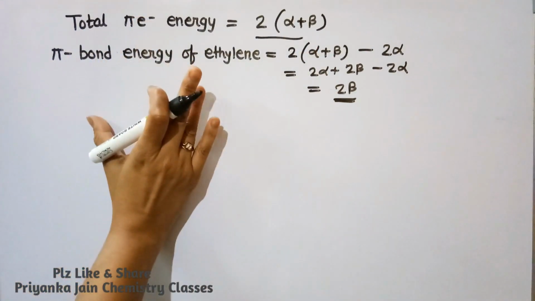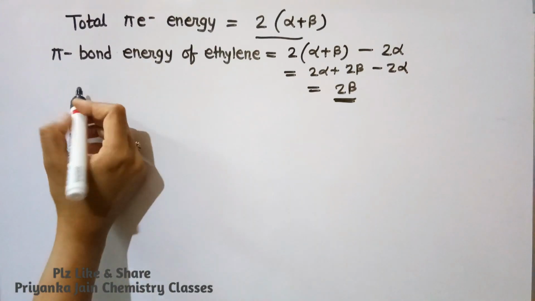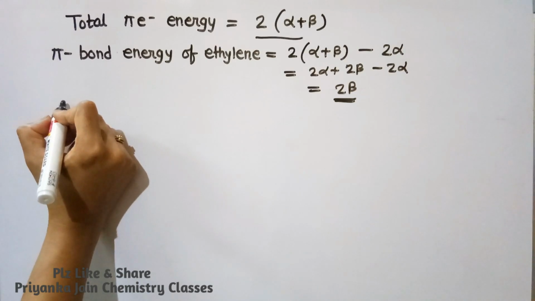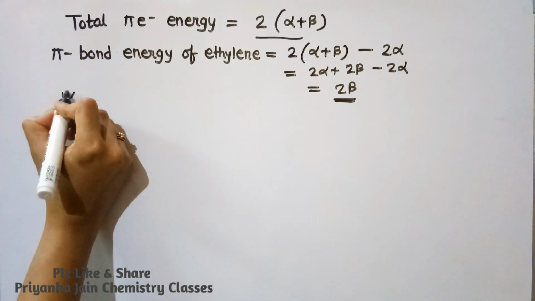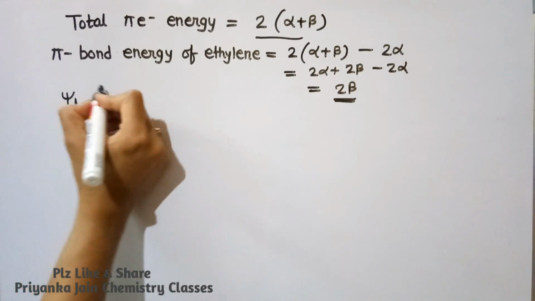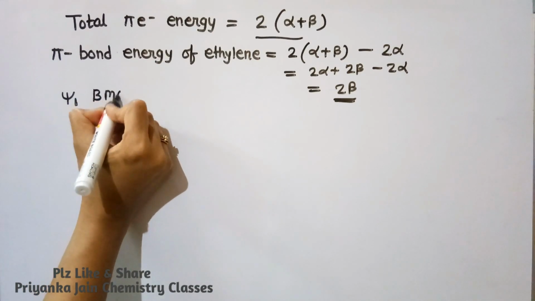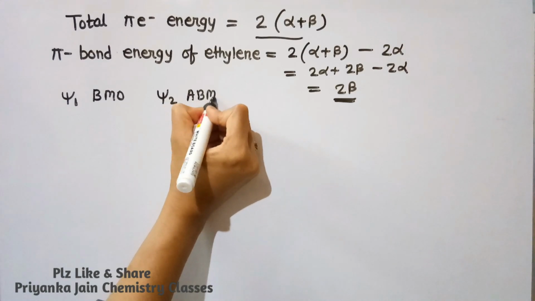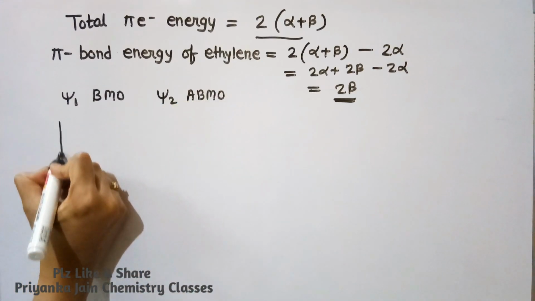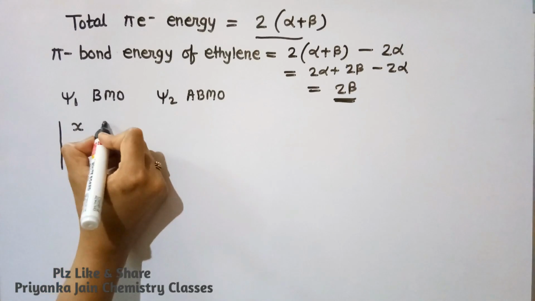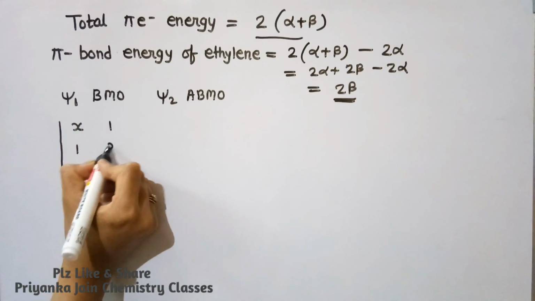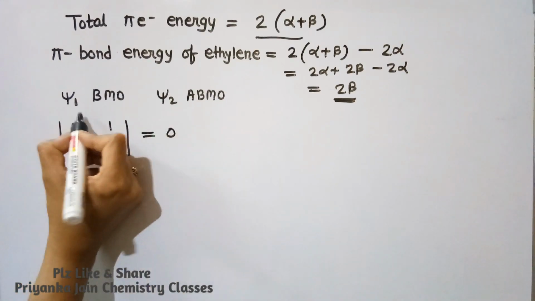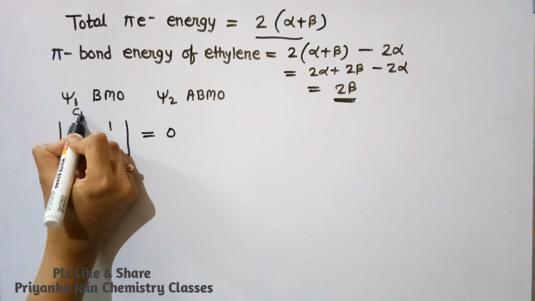Remember this thing. Now we have to find out one more important thing, the wave functions for the bonding molecular orbital and the anti-bonding molecular orbital. It means we have to find the values of psi1 for the bonding molecular orbital and psi2 for the anti-bonding molecular orbital. For this, firstly write down the secular determinant, x 1, 1 x, is equal to 0. Firstly write down here c1 and c2.